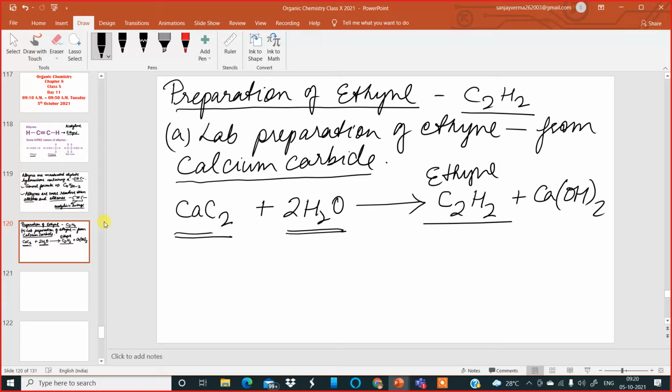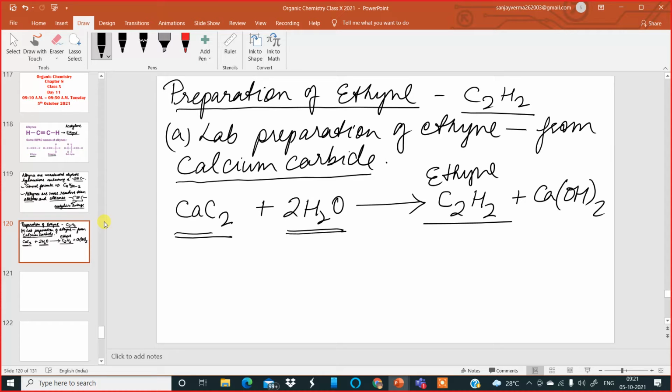Now ethyne is collected by downward displacement of water. It is lighter than air, its density is less than air, so it is collected by downward displacement of water. So this is the lab preparation of ethyne.